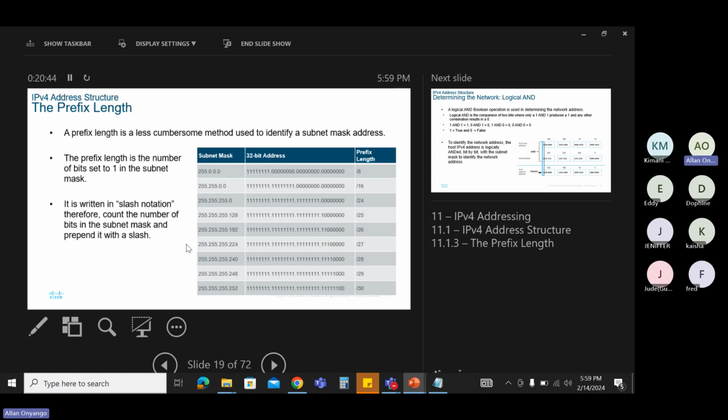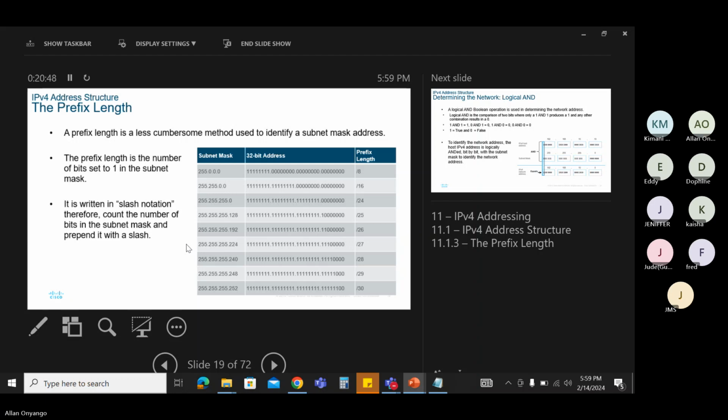If the ones are 8, what is that in decimal? Should be 255. If you have 8 ones, like what we can see on the column for /24, which means there are 24 ones, we said that 8 ones in decimal is 255, because that is 128 plus 64 plus 32 plus 16 plus 8 plus 4 plus 2 plus 1. Yes, that's what we said yesterday.